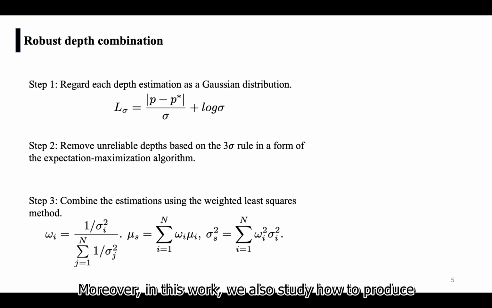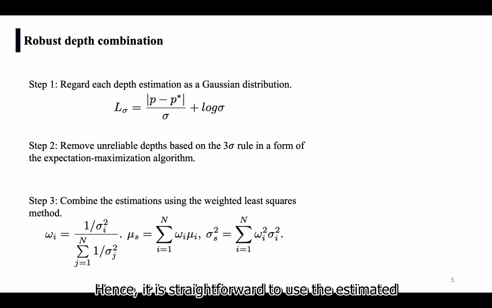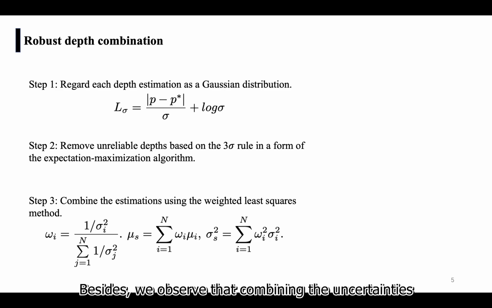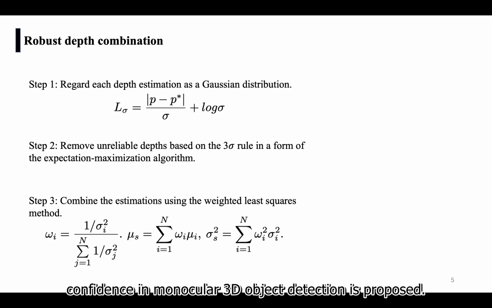Moreover, in this work, we also study how to produce the 3D confidence better. We first observe that the uncertainty learned without explicit supervision generalizes better. Hence, it's straightforward to use the estimated uncertainties to calculate the 3D confidence. Besides, we observe that combining the uncertainties of the depth estimation and corner estimation leads to the best performance. Based on these observations, a new way of predicting the 3D confidence in monocular 3D object detection is proposed.